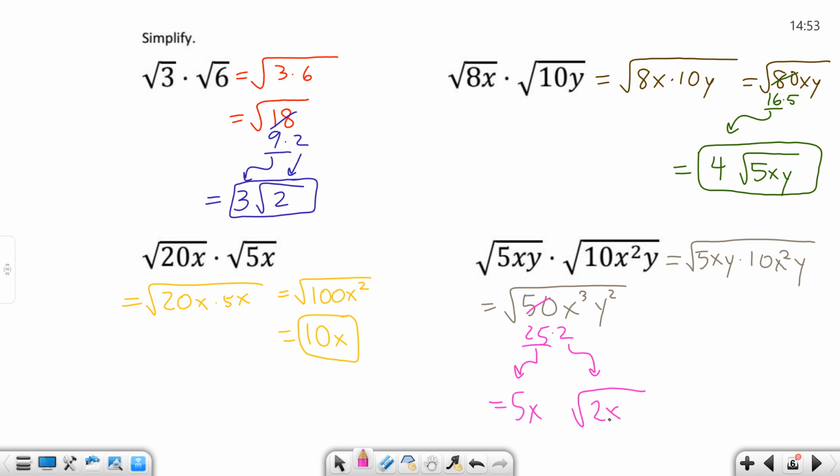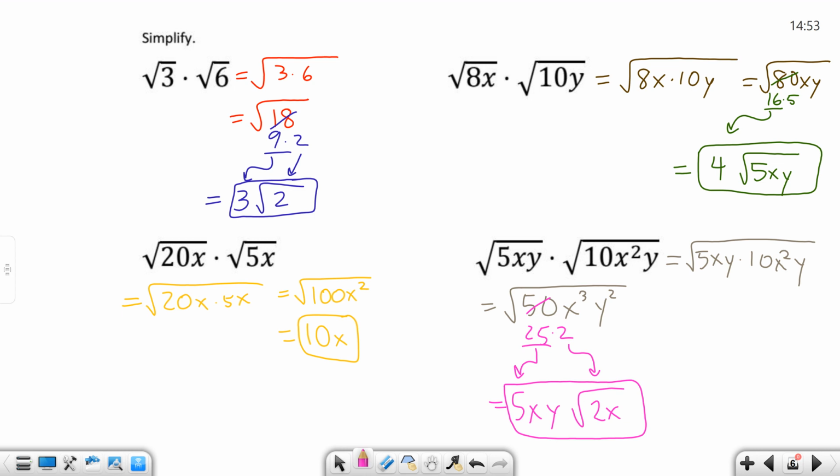Now 2 goes into 3 how many times? 1 time with 1 x left over. And then what about y's? 2 goes into 2 how many times? 1 time with none left over. So there are no y's under there now. So 5xy times the square root of 2x. Let me shorten that up a little bit, and that's my final answer here. There's nothing else I can do to that one.